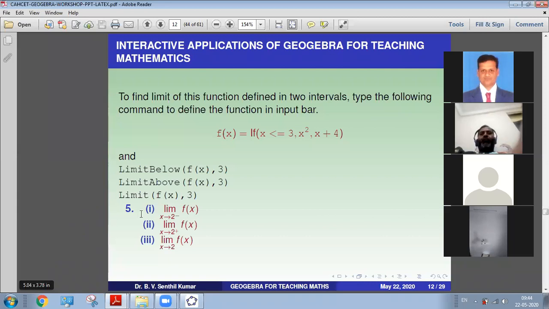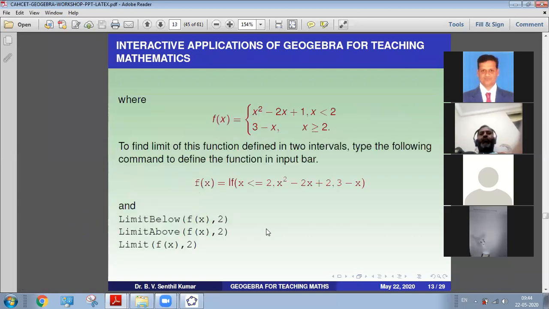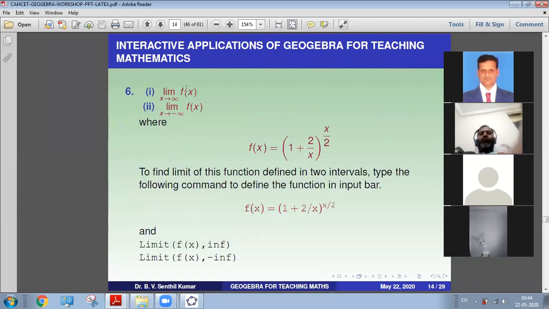So you can try this fifth one. How to find limit x tends to infinity. For that, type capital limit f of x comma infinity, INF, and limit f of x minus INF. You can find the limit of these two functions.